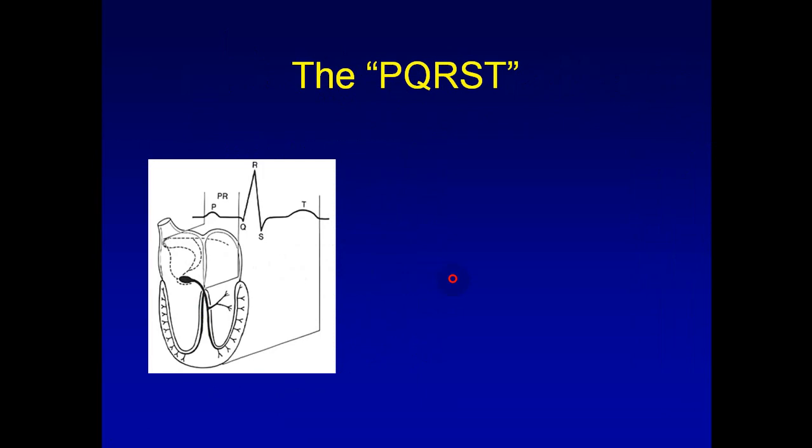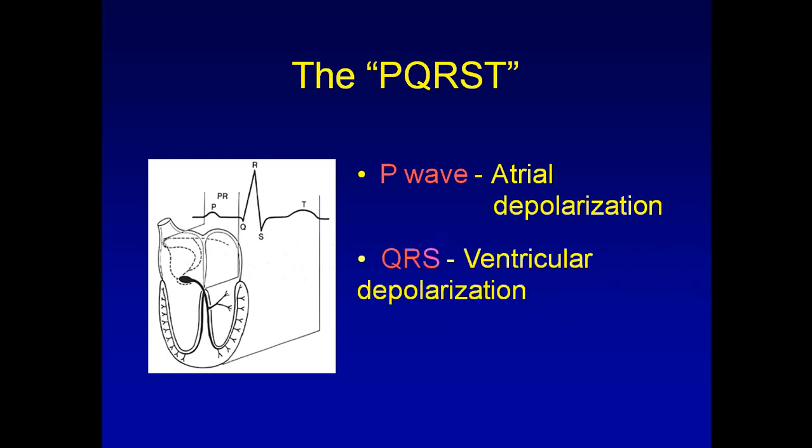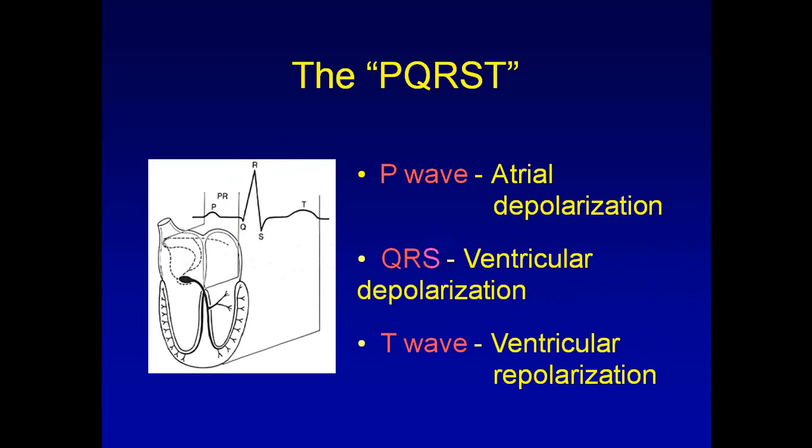This is an ECG record. As we know, the ECG consists of waves, intervals and segments. This is the main wave: the P wave is atrial depolarization, the QRS complex is ventricular depolarization, and the T wave is ventricular repolarization.